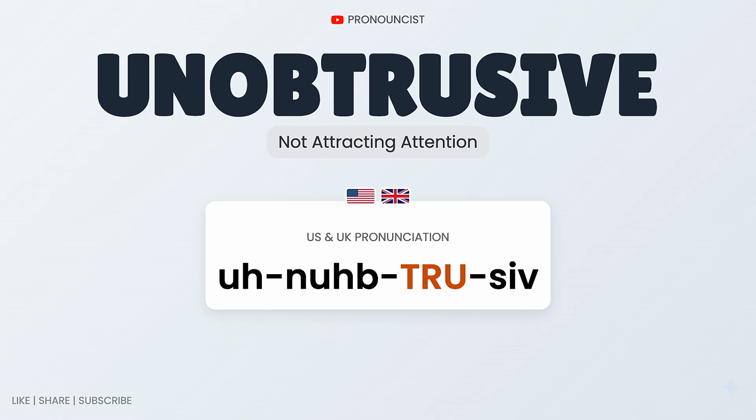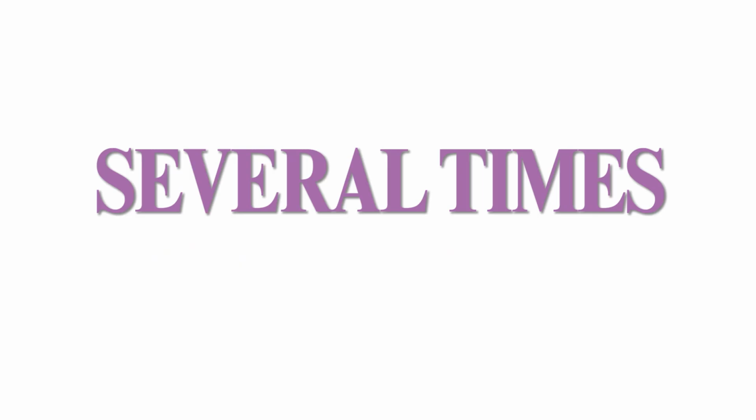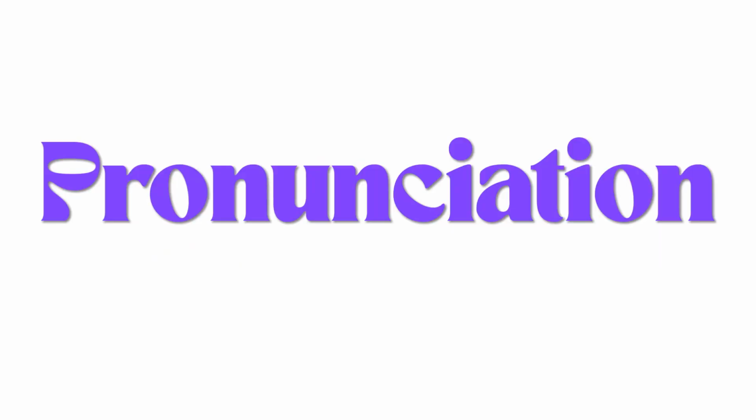Unobtrusive. Practice repeatedly and you'll soon be able to say this word perfectly. The best way to practice is to repeat the syllable multiple times. The meaning of the word is not attracting attention. Try repeating this word several times to improve your pronunciation.